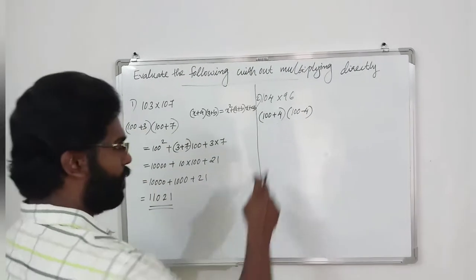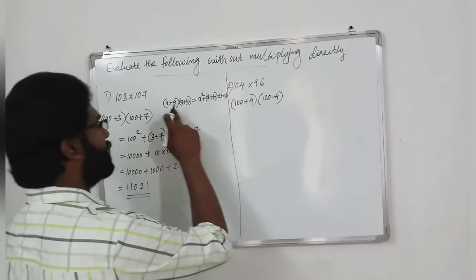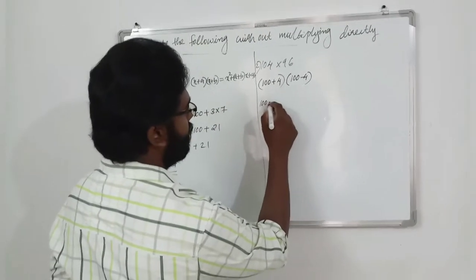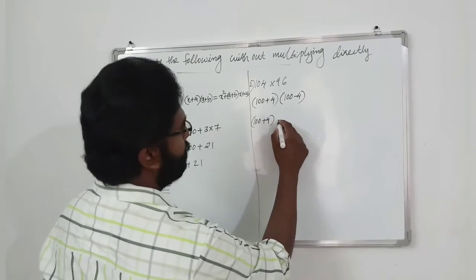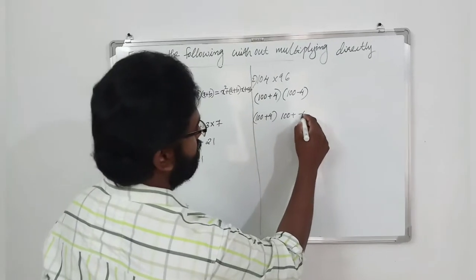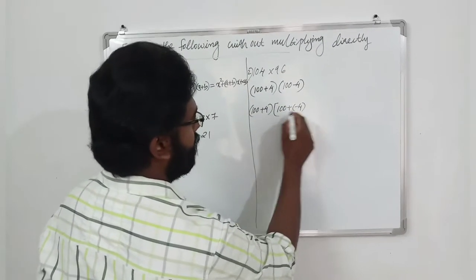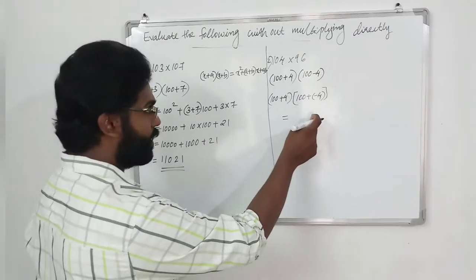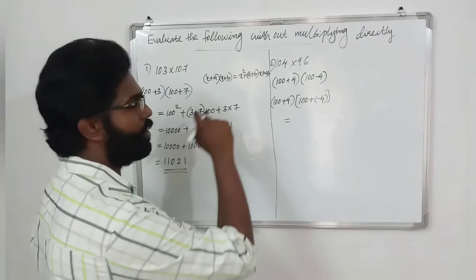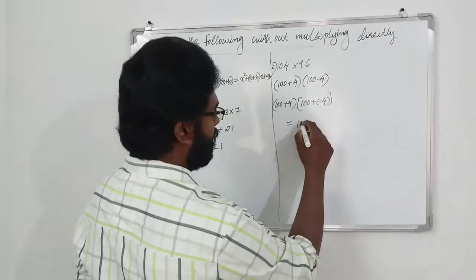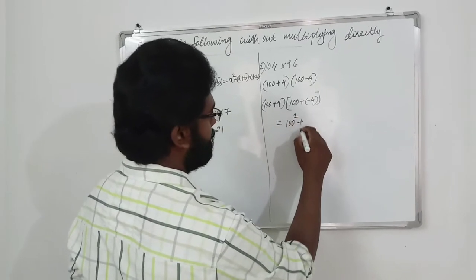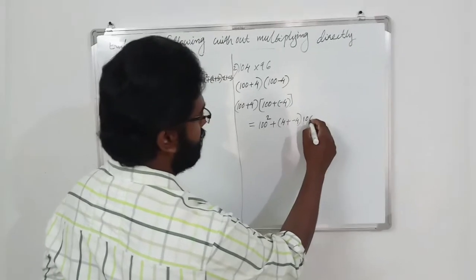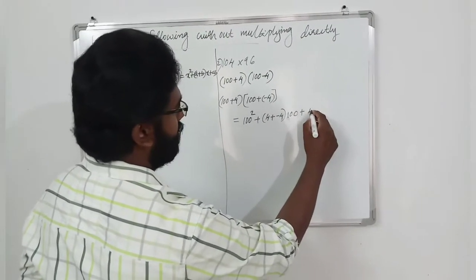Okay, but one is positive and one is negative. We know (x plus a) into (x plus b). Don't worry, we can change the question: (100 plus 4) into (100 plus minus 4). Now this is in the form (x plus a) into (x plus b). We know the identity x square plus (a plus b) into x plus ab. So x square plus (a plus b), 4 plus minus 4, into x plus ab.